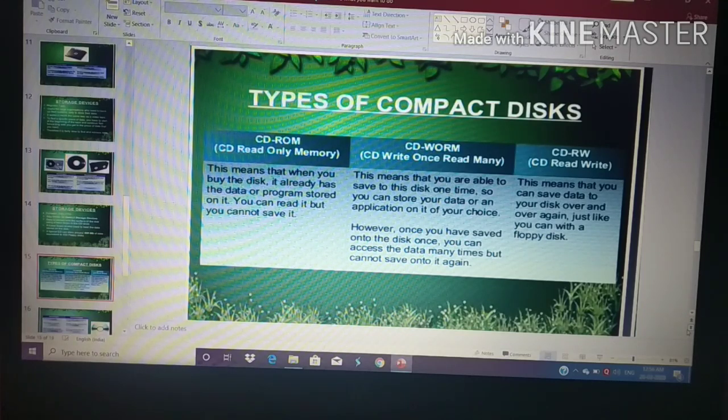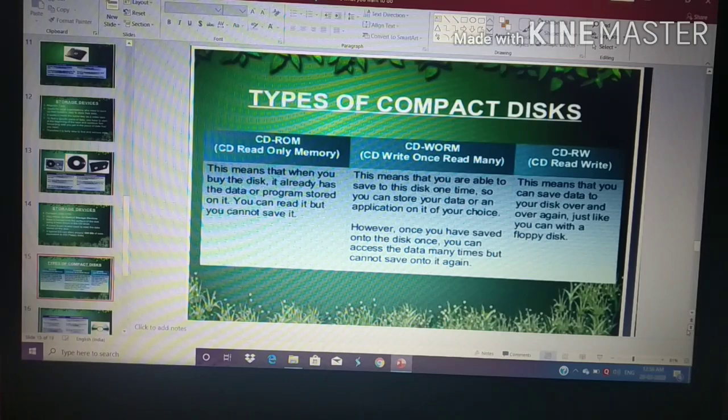Now CD-WOM. WOM: write once, read many. We can write only once, but we can read many times. So that is the CD-WOM.